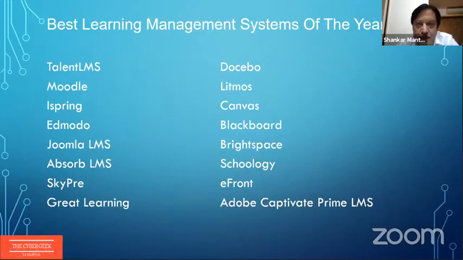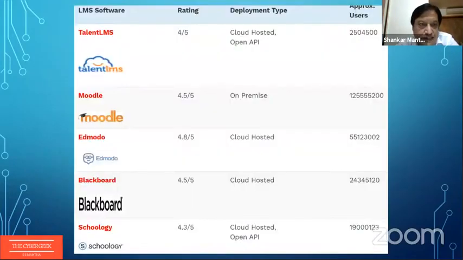There are many available in the public domain: Talent MS, Moodle, iSpring, Edmodo. These are all learning management systems that are available, and you can purchase them. Moodle is open source, so you can customize that. Canvas is a very good learning management system available, but they all have to be purchased.